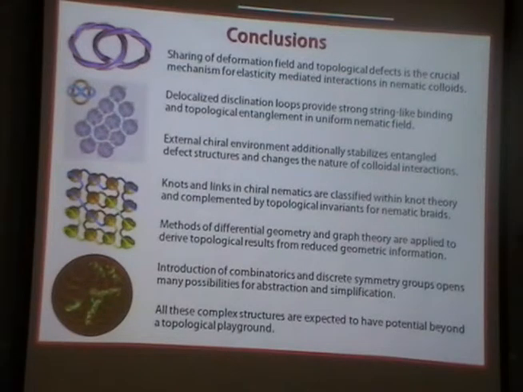We have seen also that these delocalized disclination lines provide very strong string-like binding and also topological entanglement if you are using larger arrays of particles, and that the external chirality of the liquid crystal additionally stabilizes such structures, and also it can profoundly change the nature of colloidal interactions. We have seen a kind of universal mechanism to obtain an arbitrary number of knots and links relatively easily on a microscopic level. So realizable experimentally, and this is, I think, one of the rare systems where you really have very good control of what you want to get.